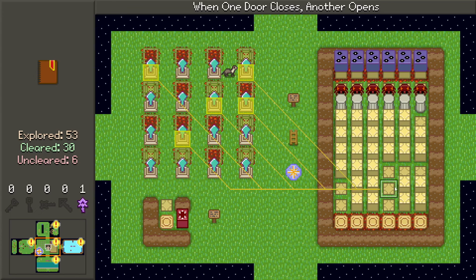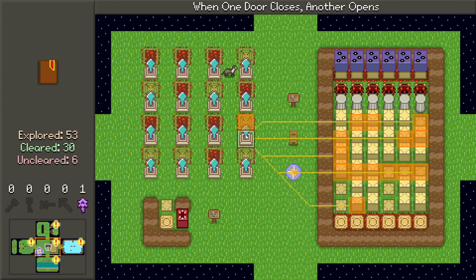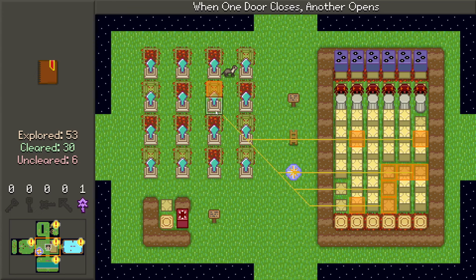Wait, isn't there one that just toggles all of those? Am I one step away? Let's check if there's one that just toggles all the remaining ones. I think there might be, because that pattern looks fairly familiar. It looks like that pattern. Okay, I'm not just a single step away. This looks pretty appealing because it toggles all of those at once.